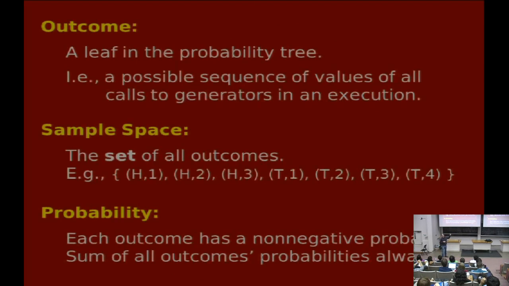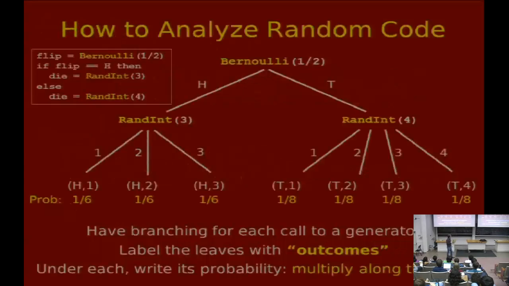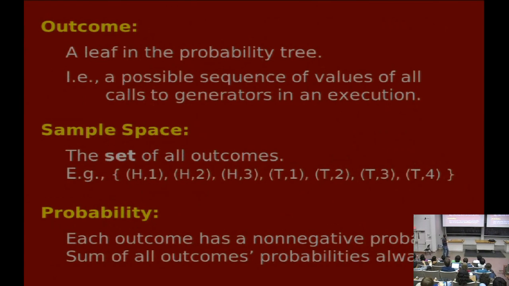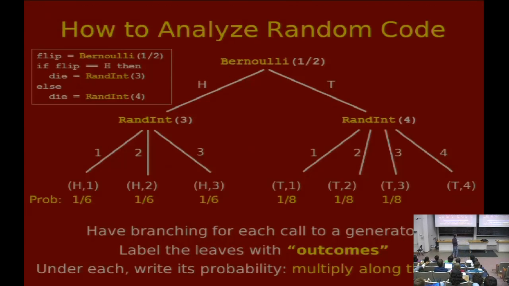Okay, so here are some definitions. An outcome is just a leaf in the tree. So it's the return values for all the calls to generators in one execution. And the sample space is the set of all outcomes. In this example there were 7 different outcomes. Each outcome has a non-negative probability associated with it, and all the outcomes' probabilities sum up to 1. You can easily convince yourself of that by induction, I suppose.